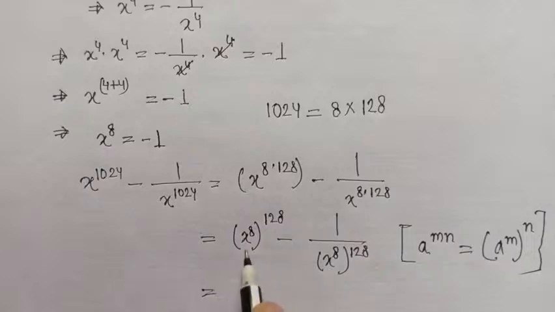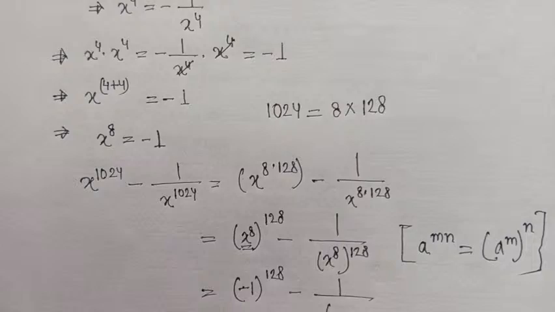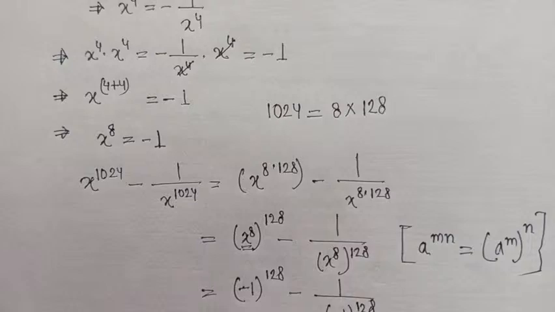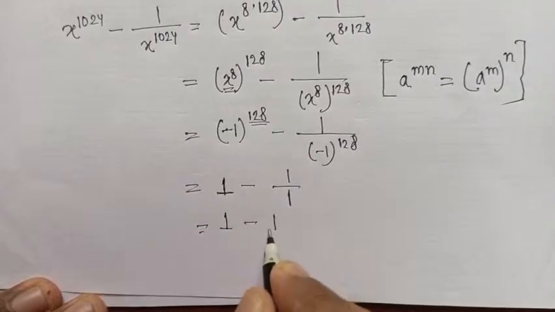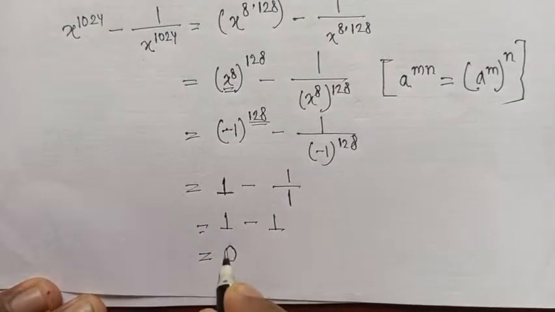Now we have the value of x to the power 8 as minus 1. If we put that minus 1 to the power 128 here and here, then we get the value equal to 1. As this is an even number, the minus will be gone and it will be just 1. Minus 1 to the power, this will be 1. So that 1 minus that 1 will be 1, so all the value will be 0.